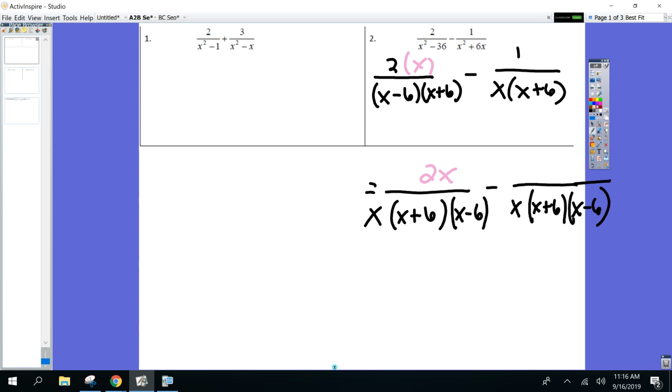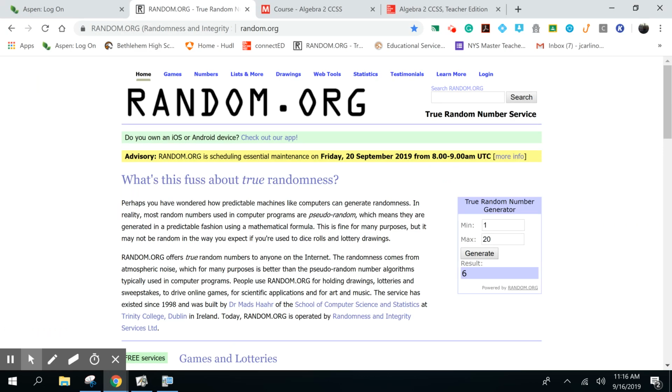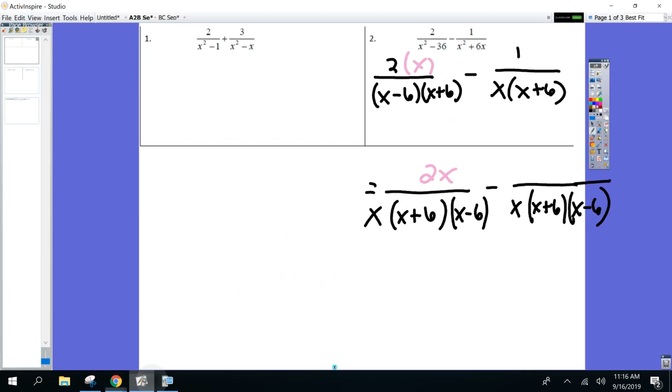Second fraction, what's missing from my common denominator that I need to multiply by? 6. Casey, you're on fire today. Correct.